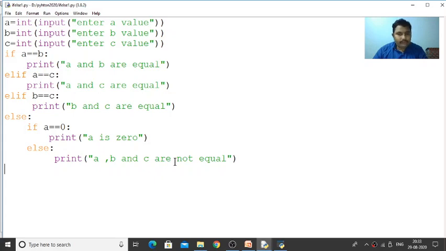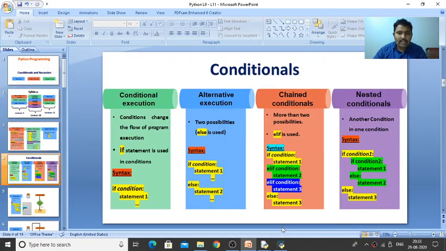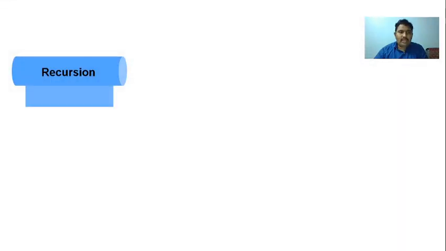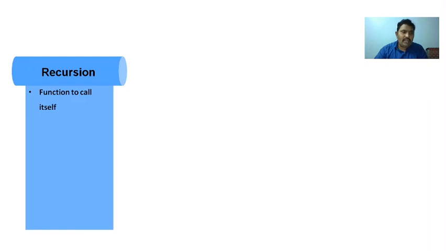Let us discuss the next topic with respect to this topic. The next topic is recursion. What is meant by recursion is, as you already know in the C programming language, if a function is calling itself, it is called recursion. For example, here I have a countdown method. First of all I am verifying whether n is less than 0, then I am going to print a blast. Otherwise I will print the n value.